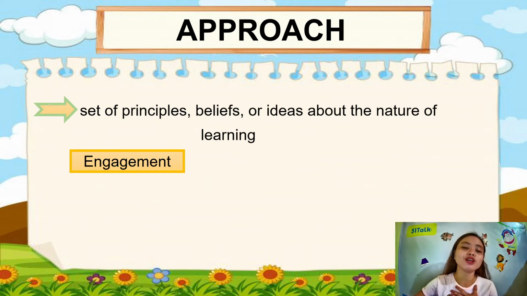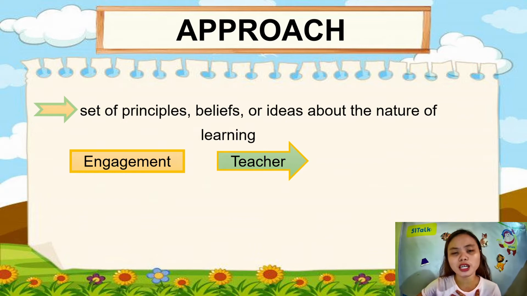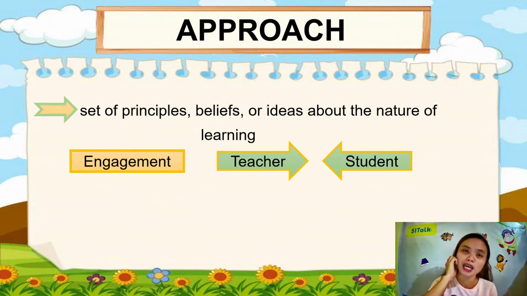First, we have the engagement. If a teacher believes that the teacher is the sole dispenser and giver of knowledge, the focus is on the teacher, so he is an advocate of a teacher-centered approach. But on the other hand, if he believes that students are also engaged in the teaching and learning process, that students are given the chance to interact with the teacher during the discussions and during the lectures, then the teacher is an advocate of a student-centered approach.